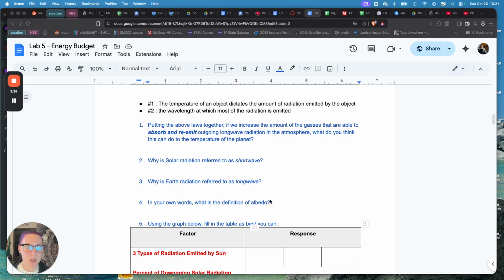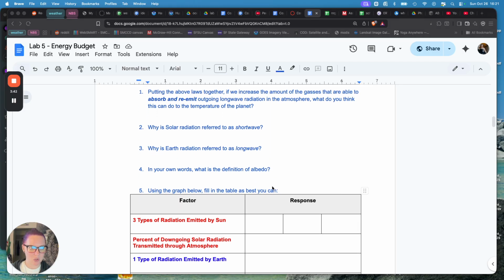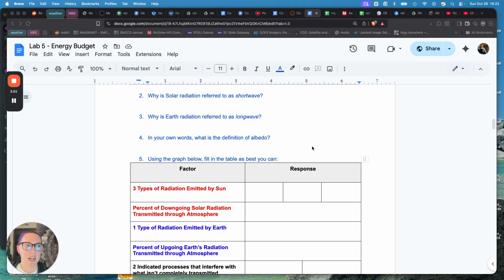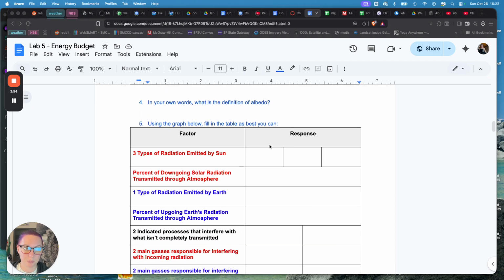I also want you to tell me why you think solar radiation is shortwave and terrestrial radiation is longwave. If it's been a minute since you've talked about shortwave and longwave, maybe refer to some of your course resources. And then there's this definition of albedo.